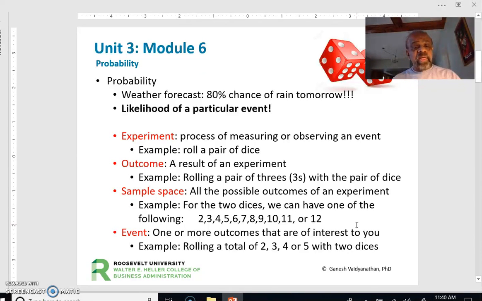An event basically can be one outcome, or it can be multiple outcomes. We can say that you want 2 when rolling a pair of dice. Or you can say, I want either a 2 or a 3 or a 4 or a 5 also. So both of them are events. One event will be rolling a 2, 3, 4, or 5. The other event is just rolling a 2. But the sample space for both of them will be the same, right? Which is basically the 2 to 12.